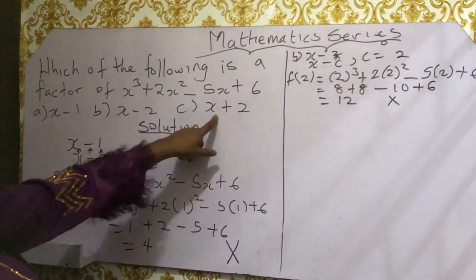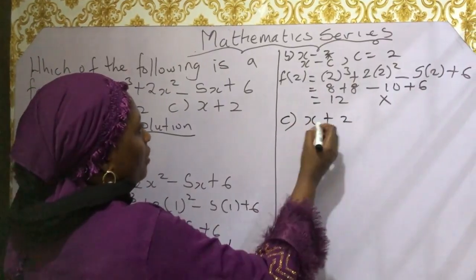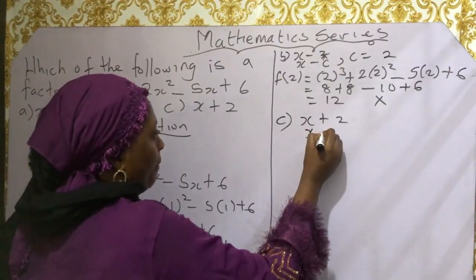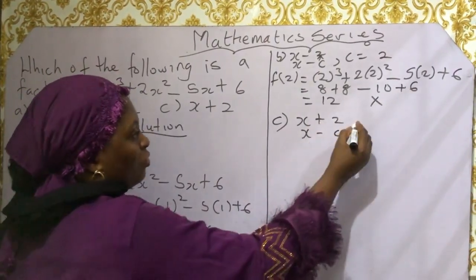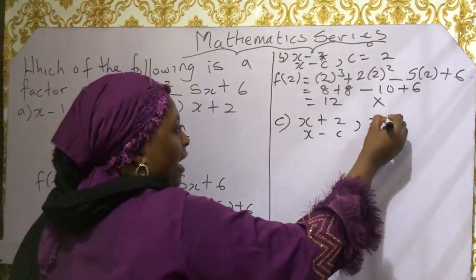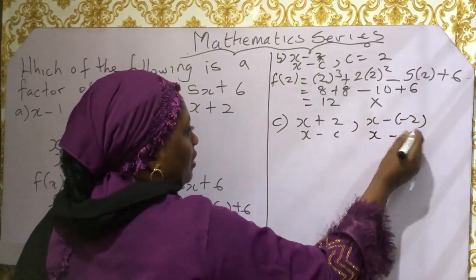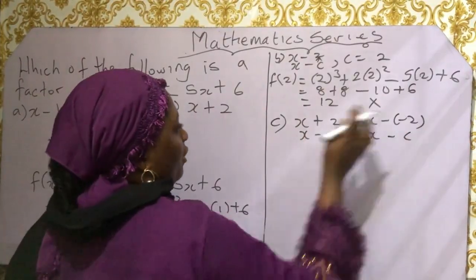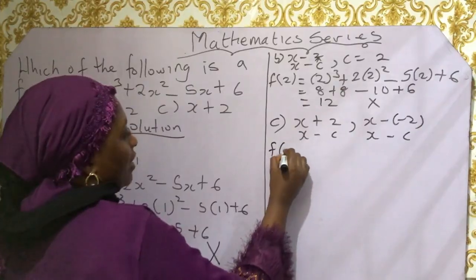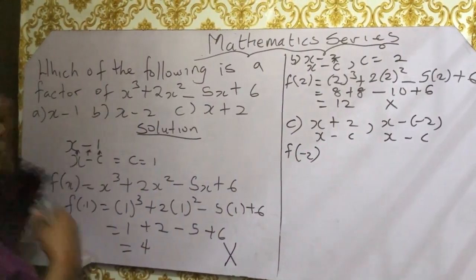Let's check the third one, which is x plus 2. See, x plus 2. Now let's equate to x minus c. Now you can see here we have plus and here we have minus. So to make it actually the same, x minus minus 2, and we have x minus c, because minus times minus 2 gives plus. So c here is minus 2. That would be f as a function of minus 2. We are going to put minus 2 into this equation.